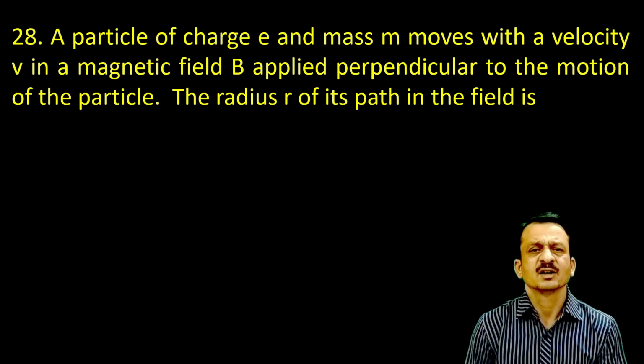A particle of charge E and mass m moves with a velocity v in a magnetic field capital B applied perpendicular to the motion of the particle. The radius r of its path in the field is given by. Now it is a simple conceptual problem. Here we have to write the expression for the radius.